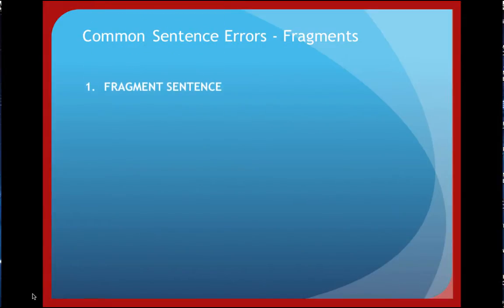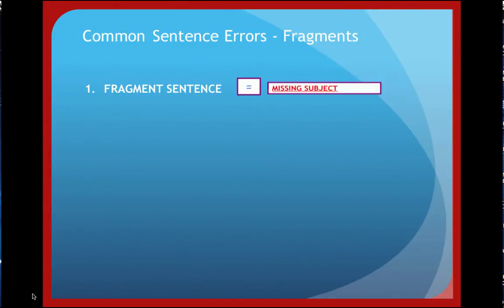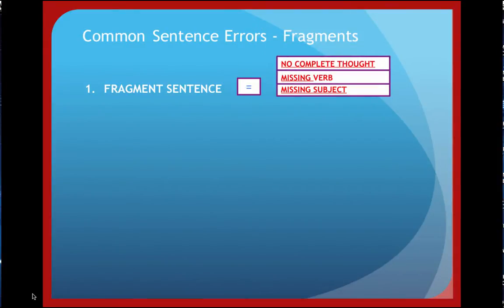Fragment sentences are easy to identify. A complete sentence has a subject-verb relationship and a complete thought. However, a fragment is an incomplete sentence because it is missing a subject, a verb, or a complete thought.